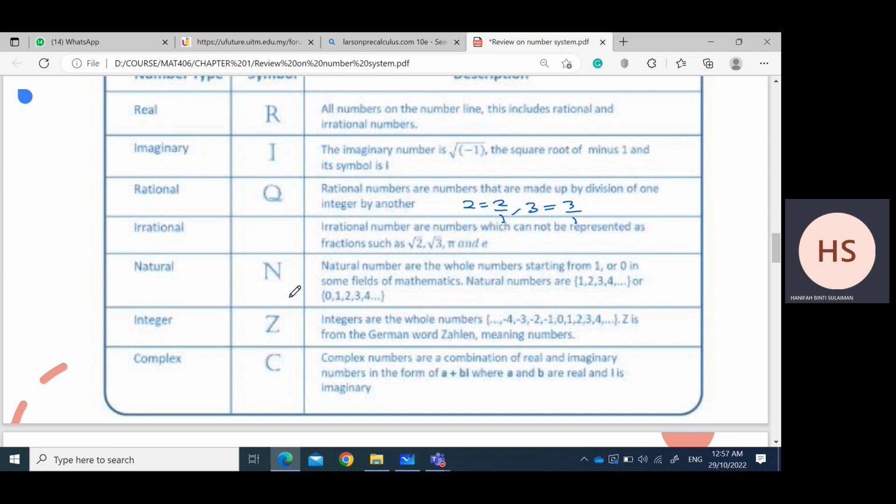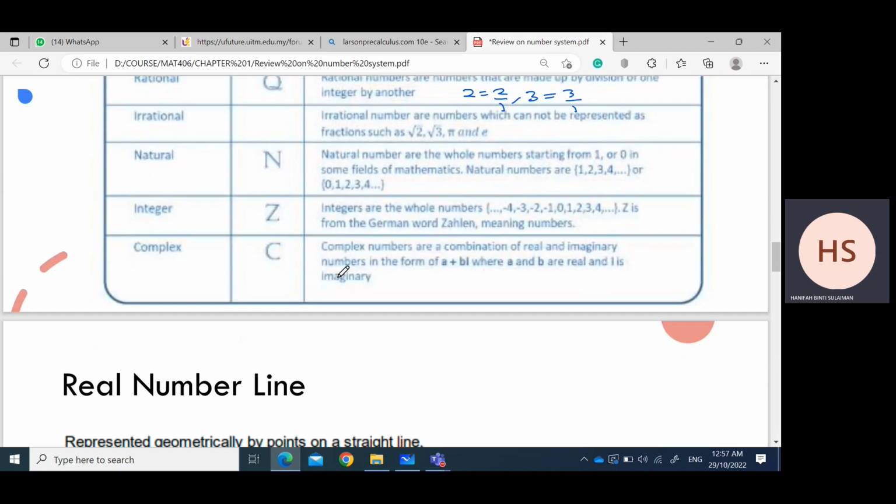So the symbol for natural number is N. So natural numbers are the whole numbers starting from 1, or 0 in some fields of mathematics. Okay, so for natural number, some books say that the number starts from 0. Tapi ada buku mengatakan natural number adalah nombor yang start dengan 1. So it depends. Dia tak ada yang salah kalau kita nak kata dia start dengan 0 ataupun 1. Tapi yang penting dia adalah nombor-nombor positif. Okay, so this one is about natural number.